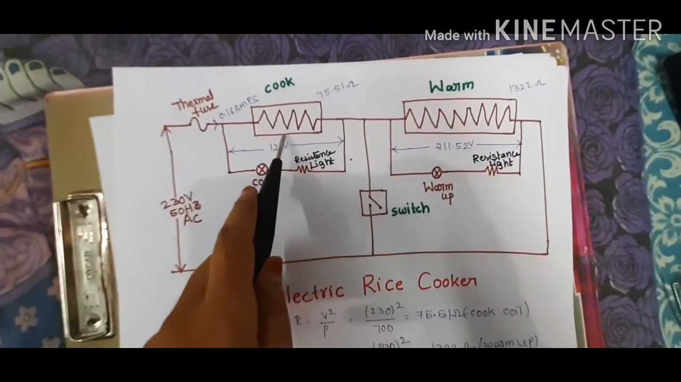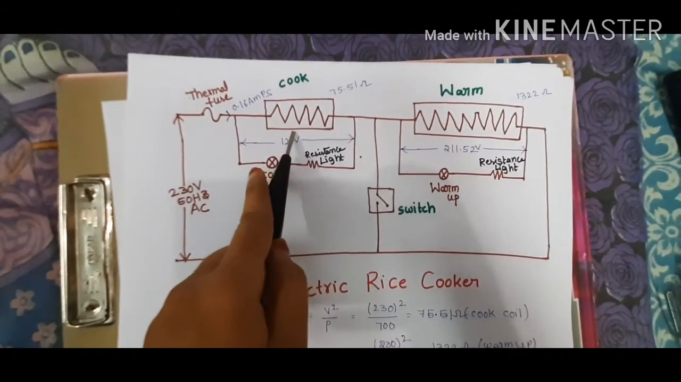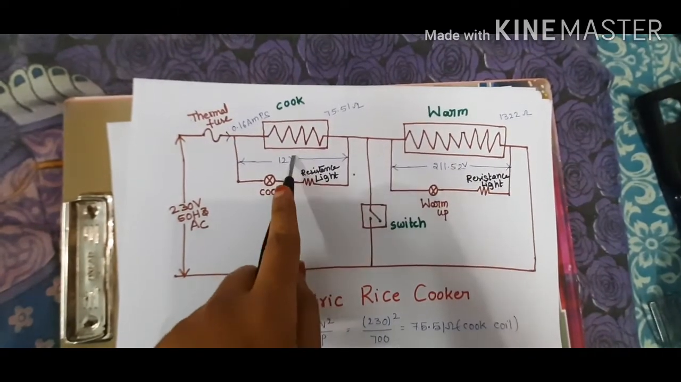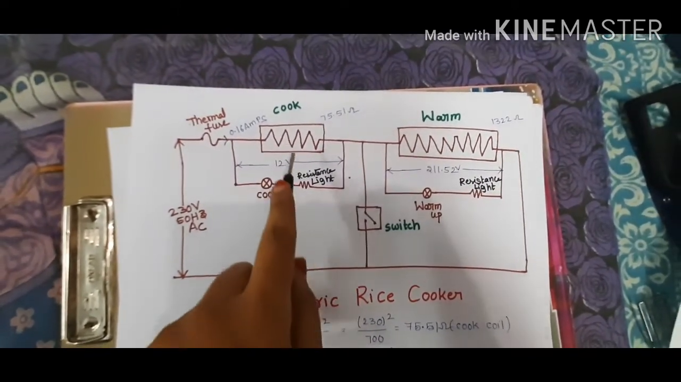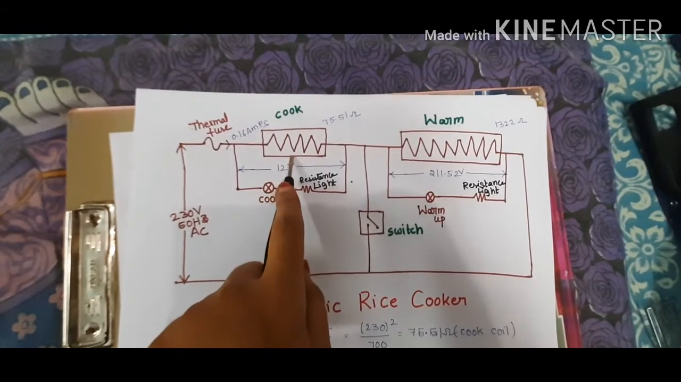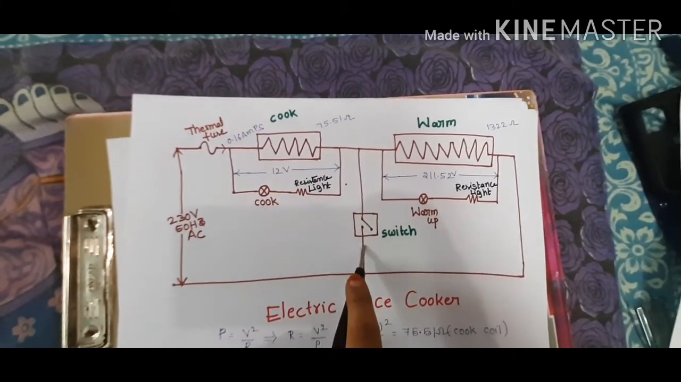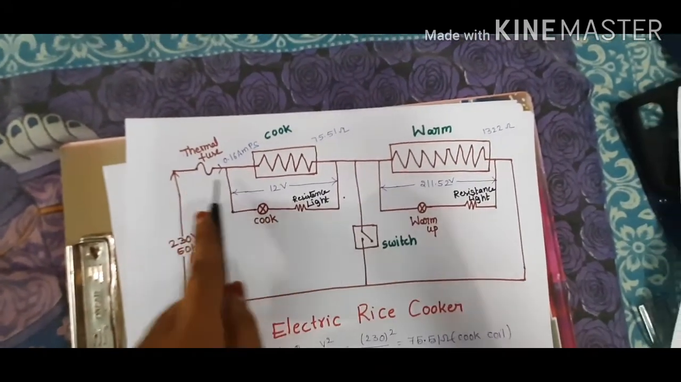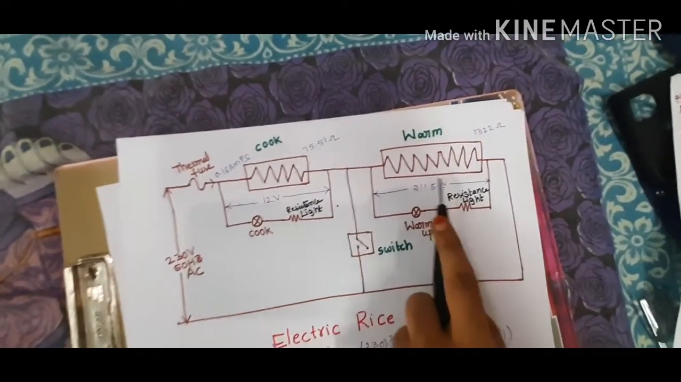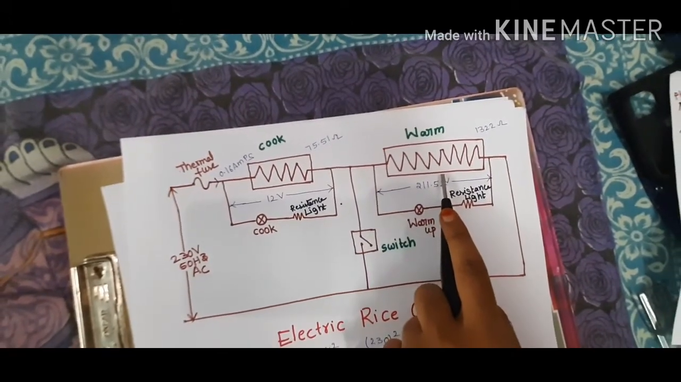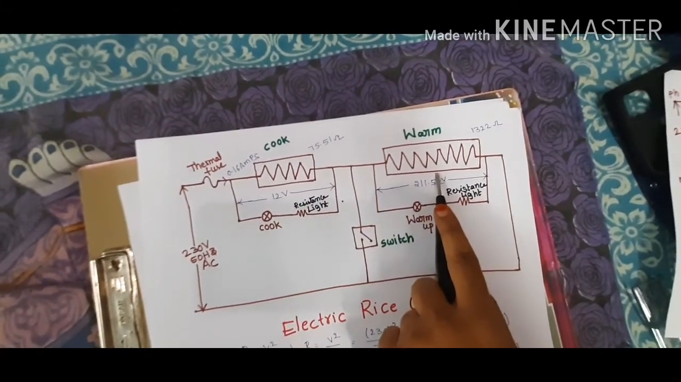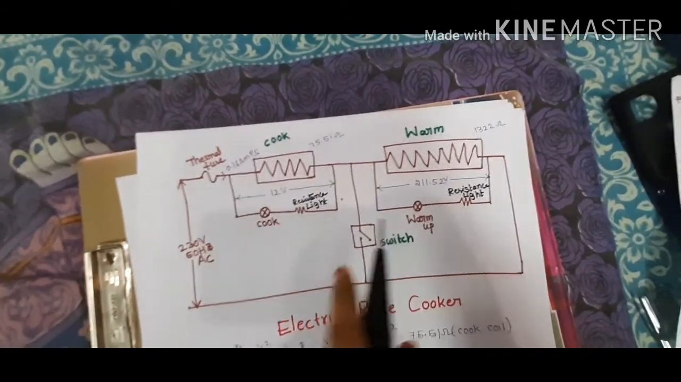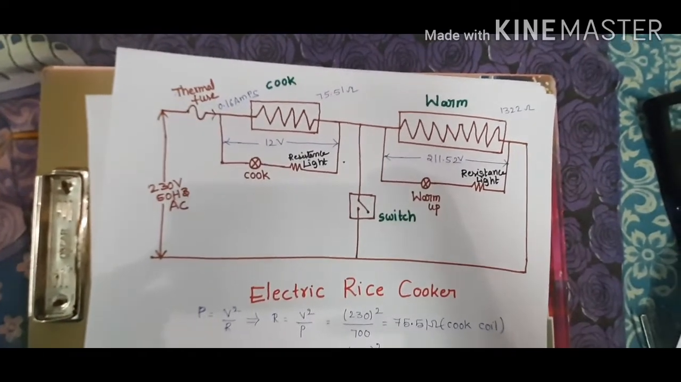When heat is produced inside the cook coil, there is a thermistor which senses the temperature inside the rice cooker. When its temperature reaches 135 degrees centigrade, the thermistor trips the switch in auto mode. During that condition, the total resistance will be applied, thereby giving the supply to the warm up coil, and the warm up indication will glow. This is how the rice cooker works.